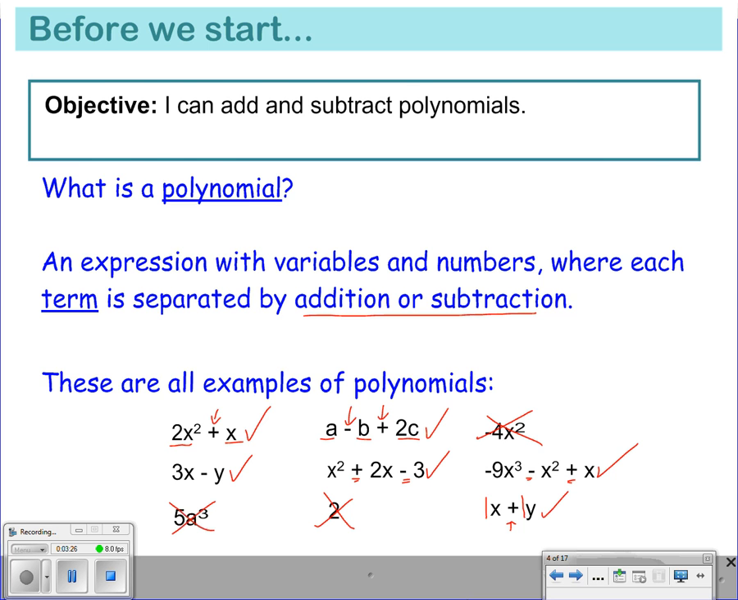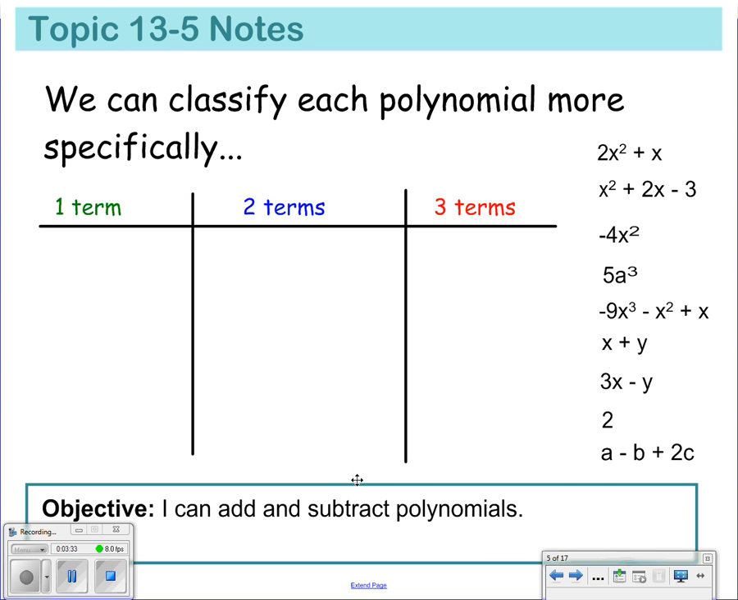So we can classify each polynomial even more specifically. Okay, we've already said if it just has 1 term, it's not necessarily poly, because poly means many, but it is a monomial, because monomial means 1. So I'm going to drag all my monomials over. Negative 4x squared, it's a monomial. No addition or subtraction. 5a cubed, another monomial. The number 2, yet another monomial. So 1 term, this is called a monomial.